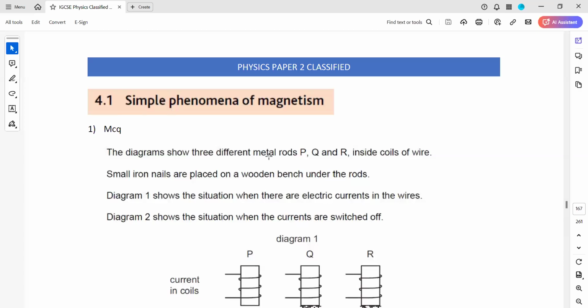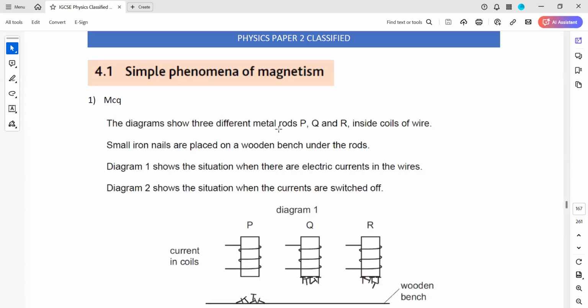So, classified MCQs, for topic 4.1, which is about simple phenomena of magnetism. You can use chat, mic, or screen annotation to answer.